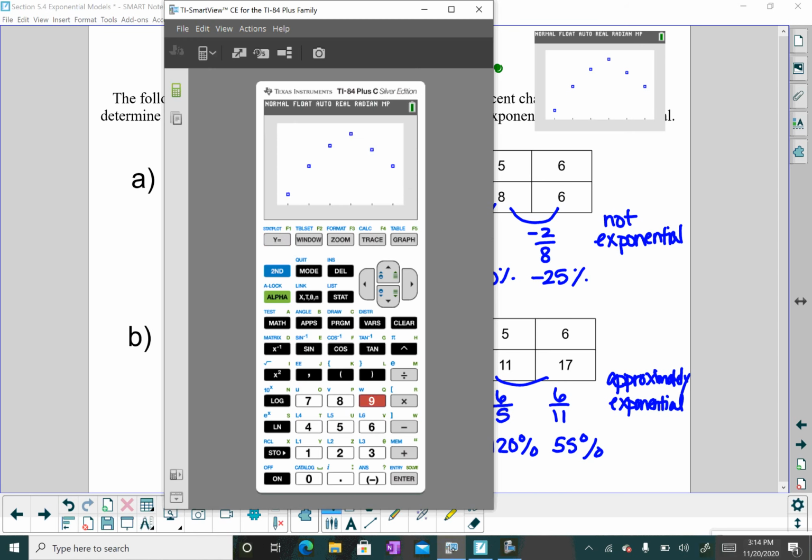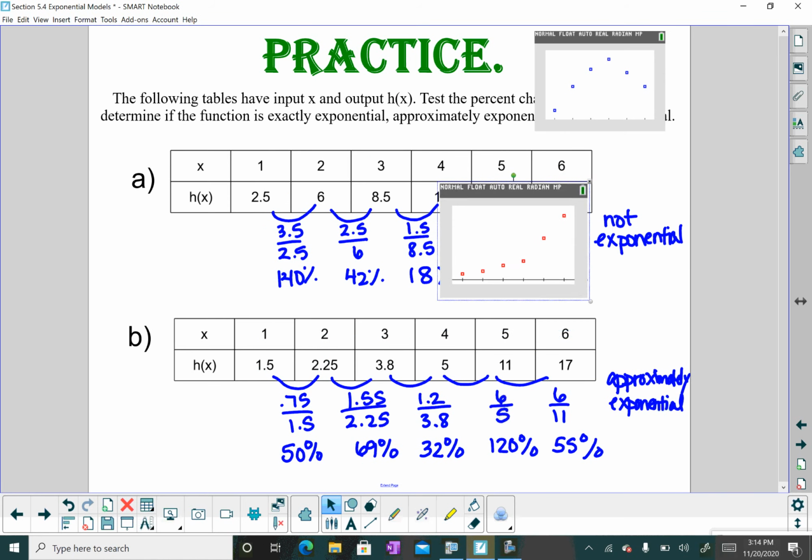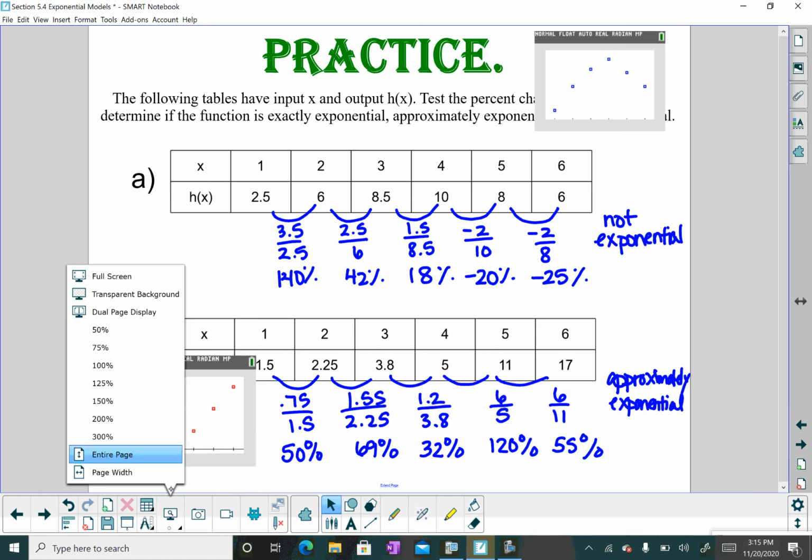Okay, and let's look at the second one. I'm going to turn my plot 1 off and my plot 2 on. Zoom 9, and then you can see here's my picture. So it's not great, but we are seeing that exponential curve shape happen here. So I would definitely say that approximately exponential would be the most appropriate answer for this.